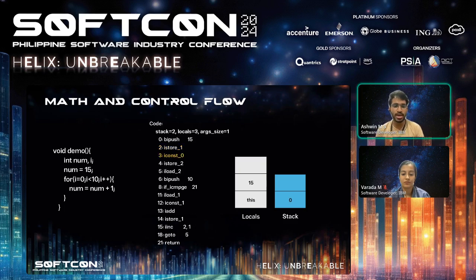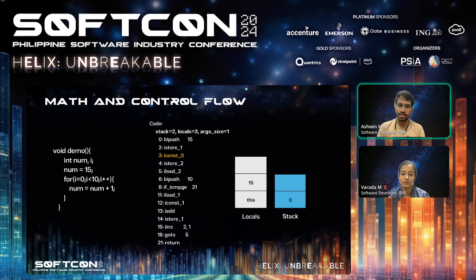And this is followed by iconst_0. What this does is push the value 0 onto the top of the stack. Now this might raise a question in your mind. Why use iconst_0? Why not use bipush 0? Initially we had used bipush for 15. Why not just use the same thing again?